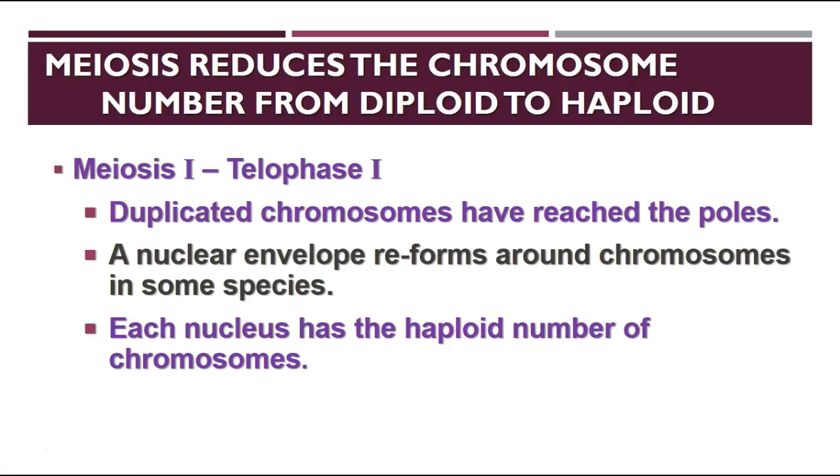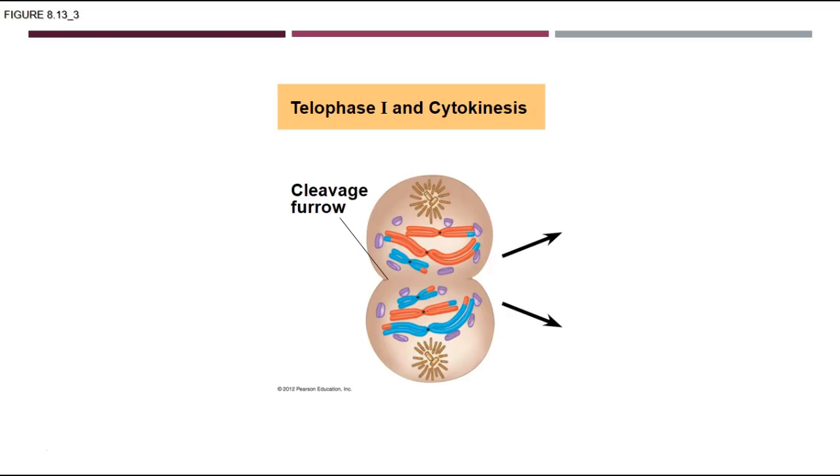In telophase 1, then those chromosomes have reached the poles. The nuclear envelope reforms around the chromosomes, and then each nucleus has the haploid number of chromosomes, even though the chromosomes are still double chromosomes. They're still duplicated, made of 2 chromatids each. So here's our telophase 1 and cytokinesis that occurs similar to what we saw in mitosis. But this is going to lead now to the second division, or meiosis 2.